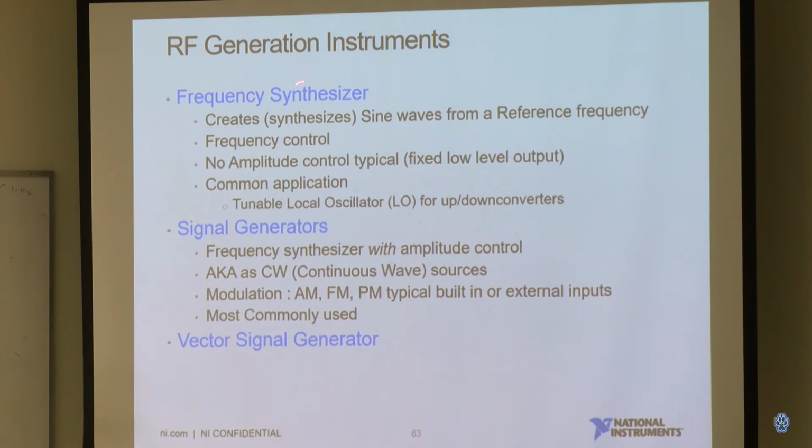On the generator side, remember the frequency synthesizer: most of the time the common application is as a local oscillator. They are developed for up and down conversion. And then the single signal generator, like a CW generator, has built-in modulation functions, but it cannot do really high bandwidth digital modulation. Only the vector signal generator can do the high bandwidth kind of modulation generation.